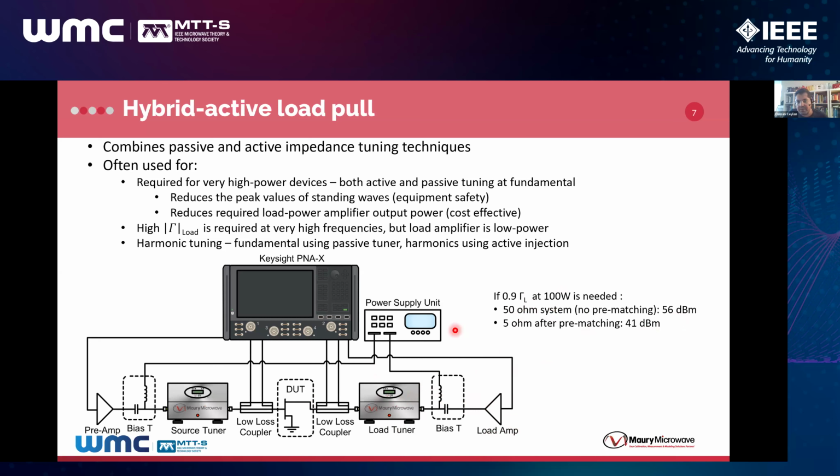Then if you think about the hybrid active load pull system, let's say your tuner can bring 50 ohm to 5 ohm or 10 ohm. In my example, it's 5 ohm. For the same transistor, 0.9 gamma for 100 watt, you need only 41 dBm. So look at the power difference here. That's why pre-matching is very critical, especially for high power and high frequency applications. So again, we can apply the same thing to high frequency applications.